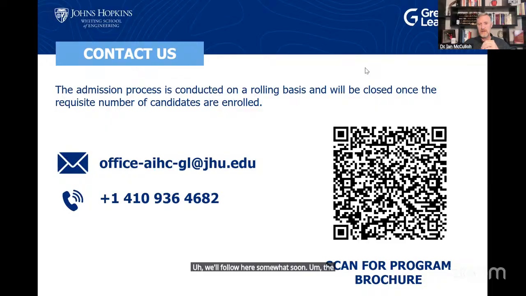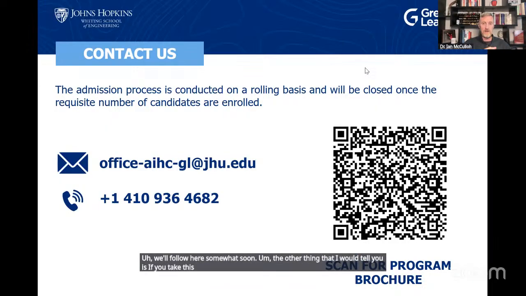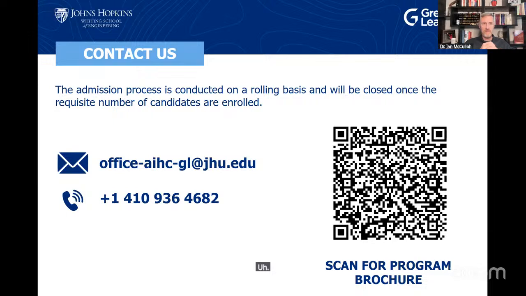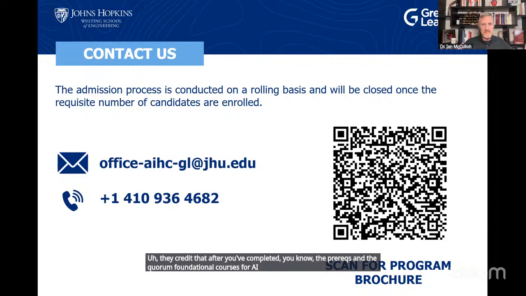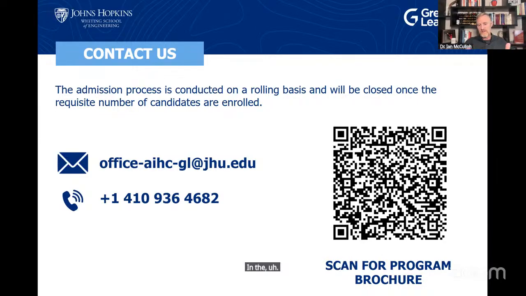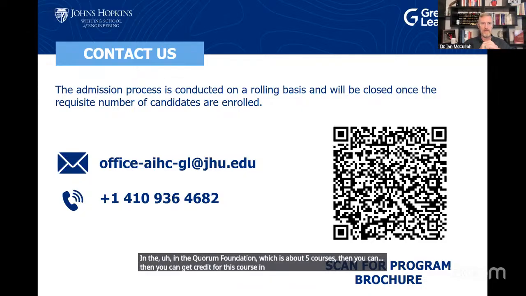The other thing I would tell you is if you take this course and want to go further in AI, you can use this course for credit as one of your courses in the AI master's program. They credit it after you've completed the prereqs and the core and foundational courses, which is about 5 courses, and then you finish with other healthcare-related electives. If you want to use this to see whether you like Johns Hopkins graduate education and want to go forward, that's totally a path we can make available for you.